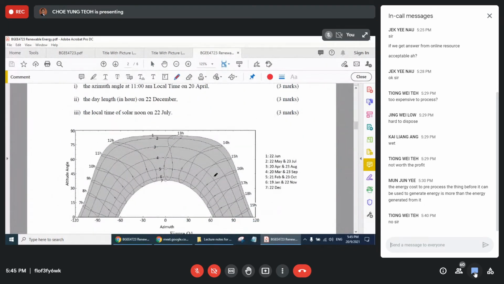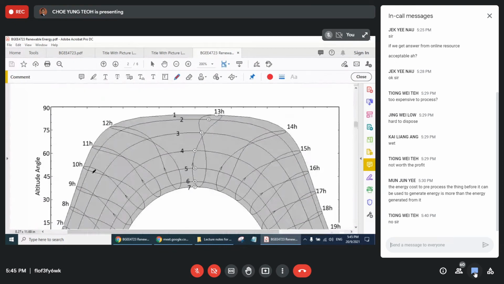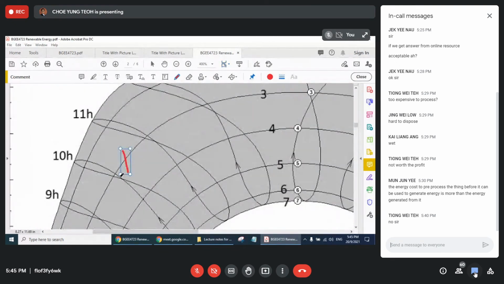Okay, the azimuth angle at 11 a.m. local time on 20 April. So 20 April is 9/3. We find line 3, and then 11 a.m. is this line. So the problem is now we have 2 points. So which point is the correct point?